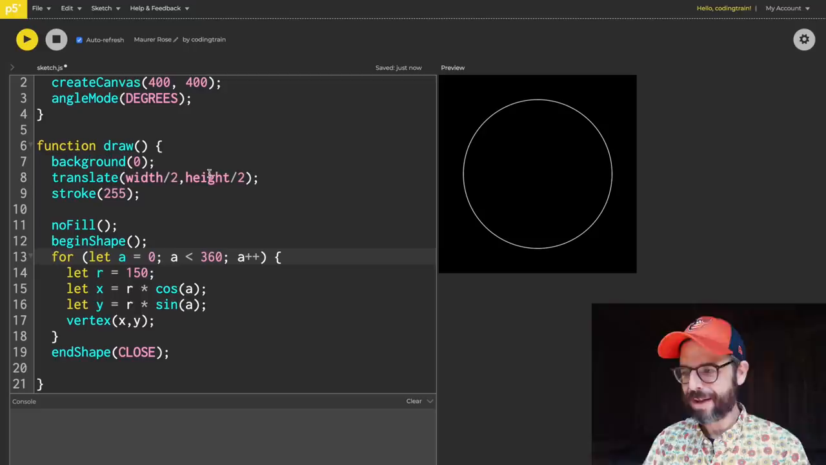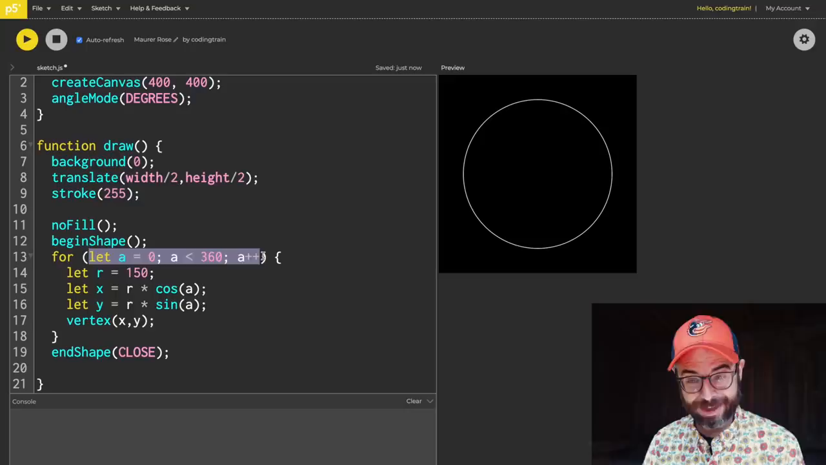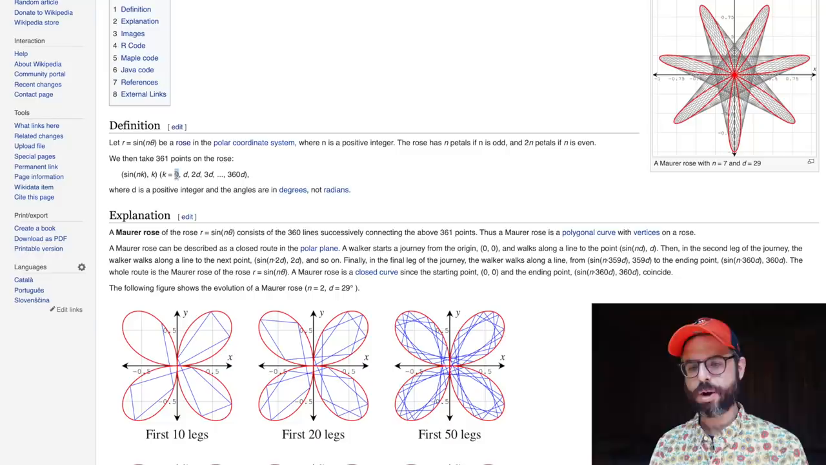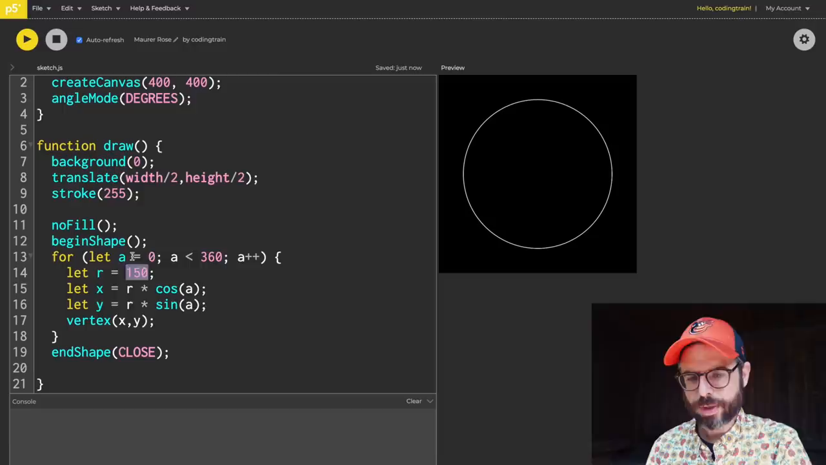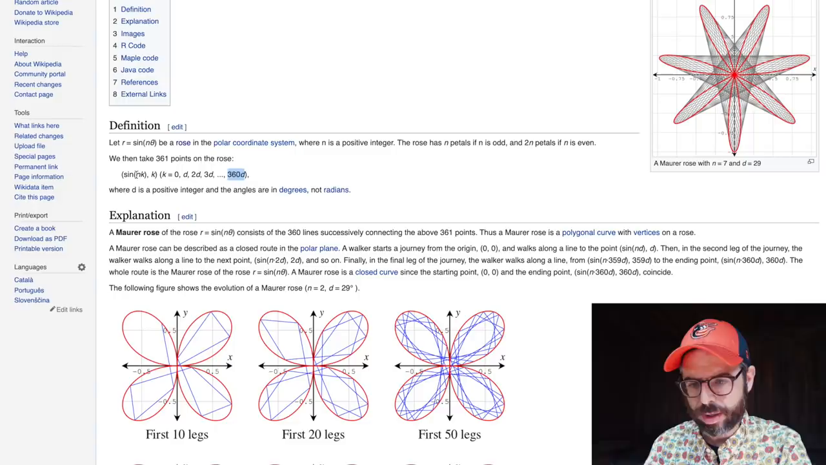Now, I think if I just go back to the Wikipedia page and look at the formula, I basically want to replace how this loop is working and how I'm calculating the radius and the angle. So let's see if I can understand this. So if I come back here, k, so it looks like I can do k going from 0 to 360. And maybe technically I actually want to go to 361. So let's make this loop k. I think this is going to work pretty quickly. So that's k. Then the angle is n times k.